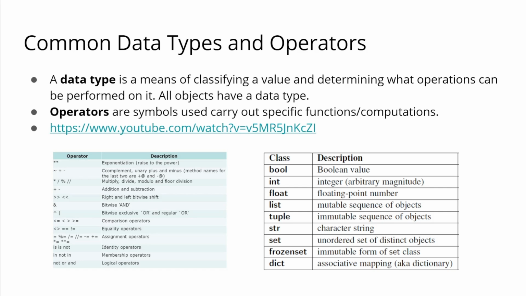Now we are going to discuss what the data types in Python are. So we can say that the classes are bool, and the description for it is a boolean value. Similarly we have int, that is an integer, then we have float, that is a floating point number, then we have list, that is a mutable sequence of objects, tuple is an immutable sequence of objects, str is a character string, set is an unordered set of distinct objects, frozenset is an immutable form of the set class, dict is an associative mapping, also known as a dictionary.